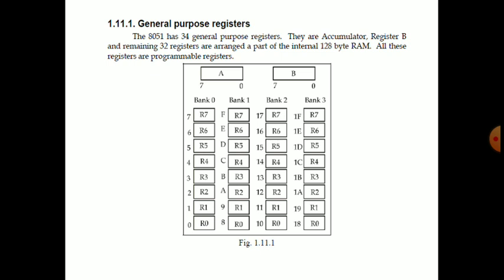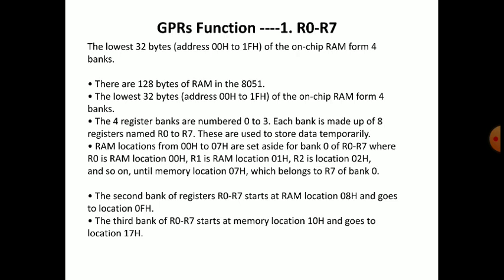And we have 4 register banks, right? 4 register banks, that is bank 0, bank 1, bank 2, and bank 3. In every bank of registers, we have 8 registers, that is R0 to R7. And they are numbered 0, 1, 2, 3, 4. That is just the number. So we have the same registers R0 to R7 in bank 0, bank 1, bank 2, and bank 3 also.